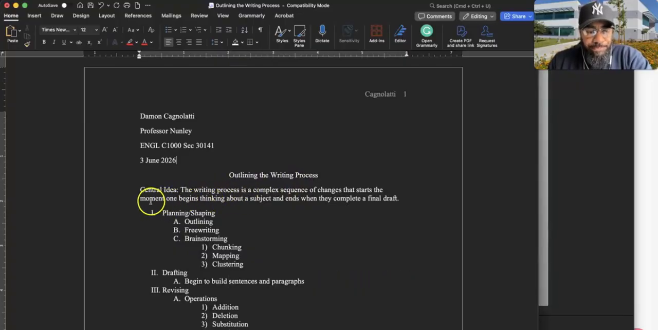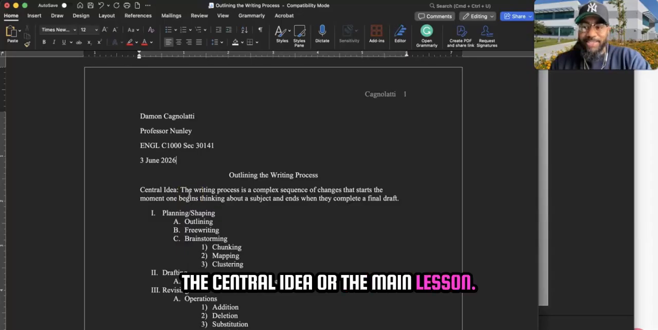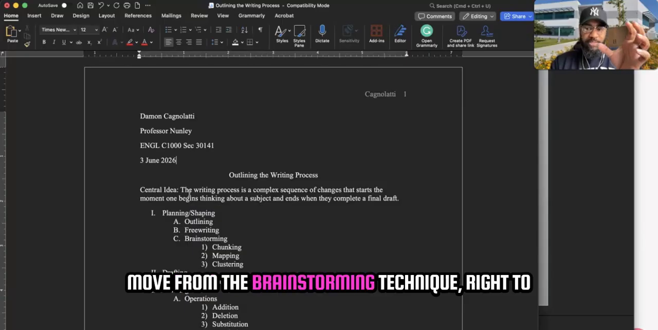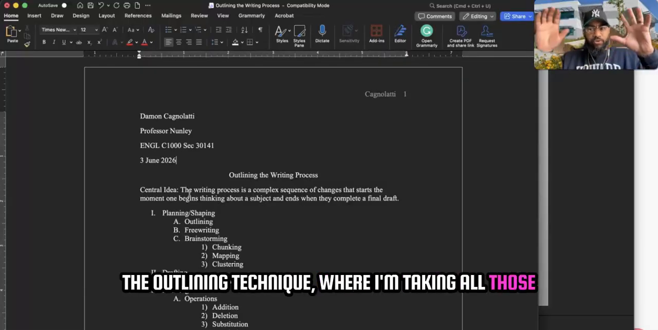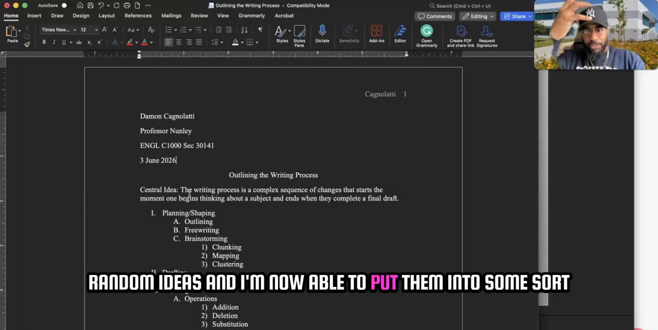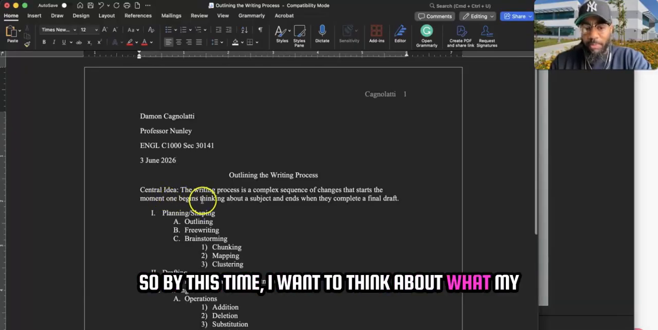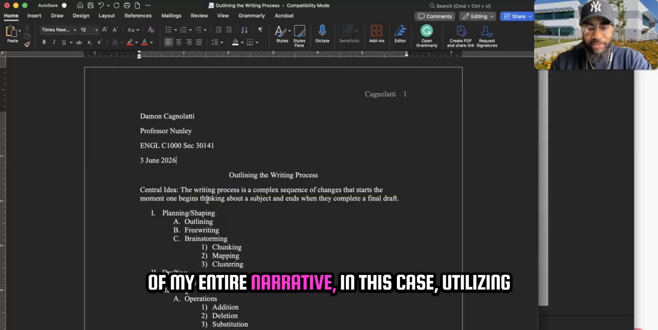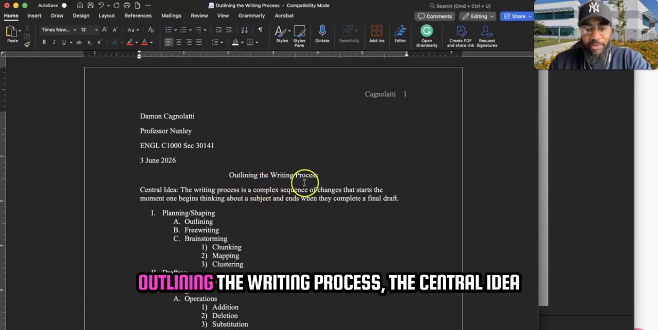Moving on, I want to start off with the central idea or the main lesson. If I'm writing an outline, I want to move from the brainstorming technique to the outlining technique, where I'm taking all those random ideas and putting them into some sort of format and structure that's organized and orderly. By this time, I want to think about my central idea, or the main point of my entire narrative, in this case, outlining the writing process.